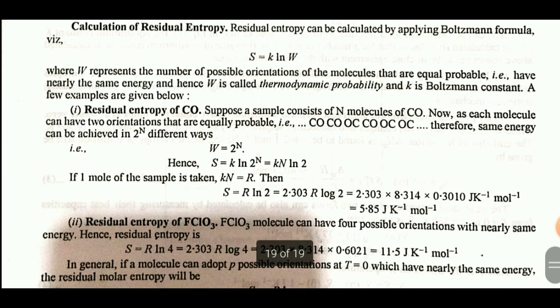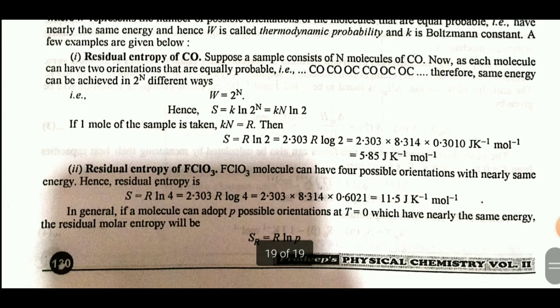First, residual entropy of CO. Suppose a sample consists of n molecules of CO. Now, as each molecule can have two orientations that are equally probable, that is CO and OC, the same energy can be achieved in 2 to the power n different ways. That is, W is equal to 2 raised to power n. Hence, S is equal to k log 2 raised to power n, which is equal to k n log 2. If 1 mole of the sample is taken, k n is equal to R, then S is equal to 5.85 joule per Kelvin per mole.